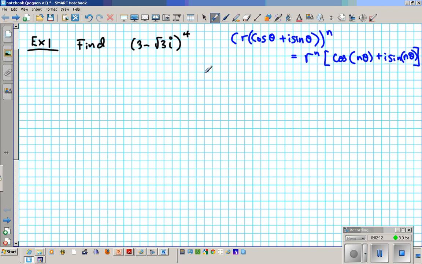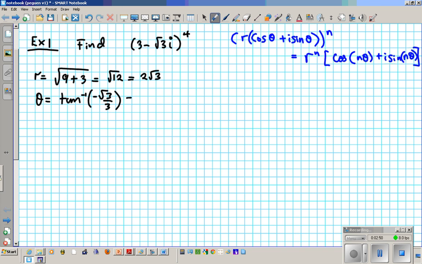To do this one, first thing we're going to do is change it into polar form. So first of all, find the radius. r equals the square root of a squared plus b squared. 3 squared is 9. Negative root 3 squared is 3. 9 plus 3 equals the square root of 12, and that simplifies into 2 root 3. There goes the radius. And theta is the inverse tangent of y over x, so inverse tan of negative root 3 over 3.